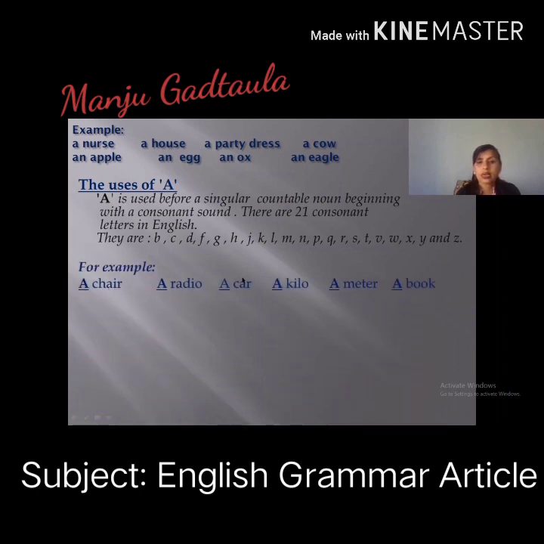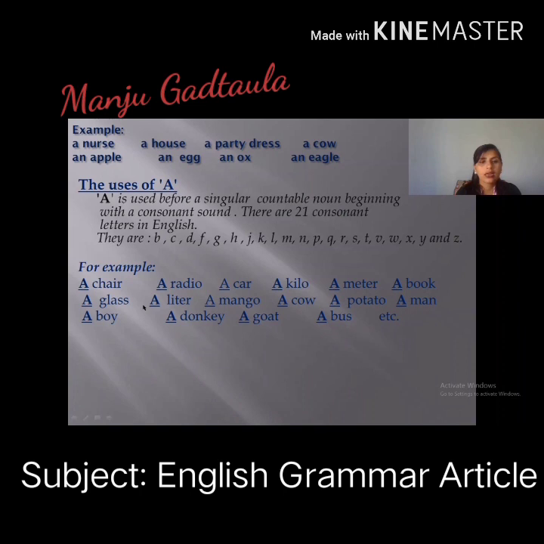Look at the example. Chair, radio, car, kilometer, book. These words are countable nouns. The beginning sound of these given words is a consonant sound. Look at here, chair. The beginning sound is cha. Cha is a consonant sound. So we have to use article a before it. Similarly, radio. Radio's beginning sound is a consonant. So we have to say a radio, a car, a kilometer, a book.